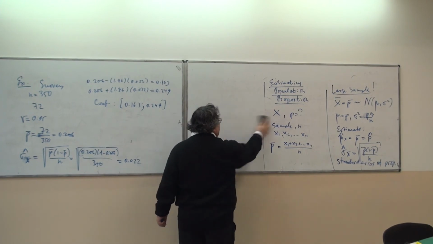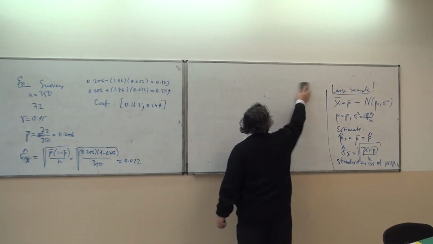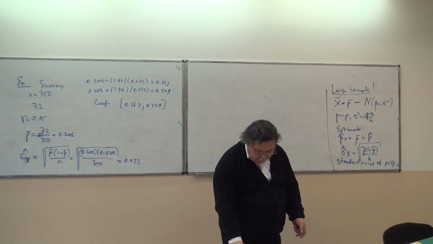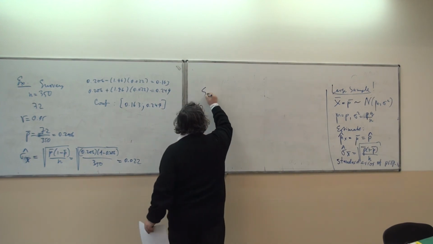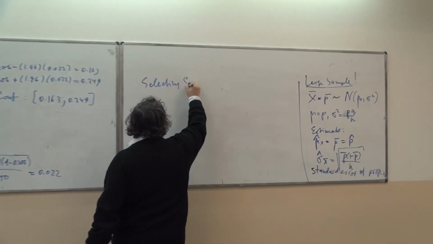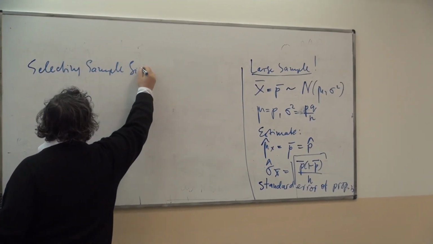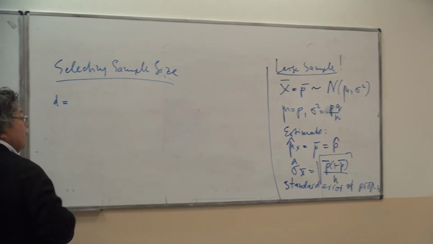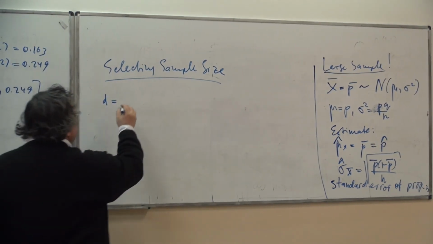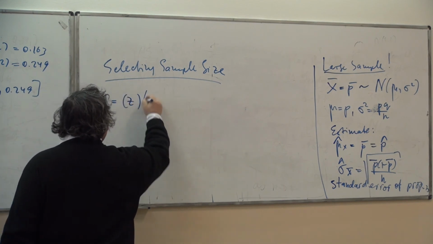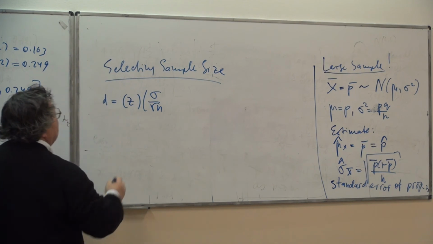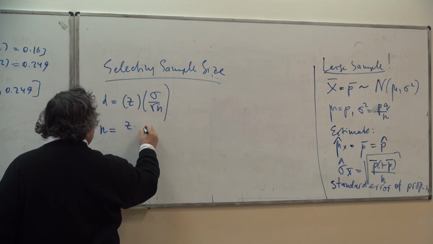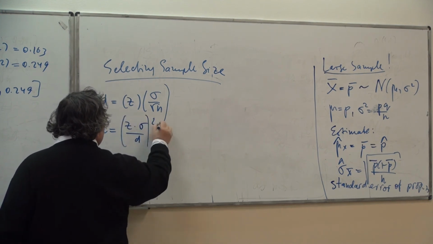Well, if I have a couple of minutes left, I would like to comment on exactly this. Selecting the sample size. Now, D, in the problem of estimating the population mean, D is Z times sigma over root n, which can be written as n equals Z times sigma over D, squared.